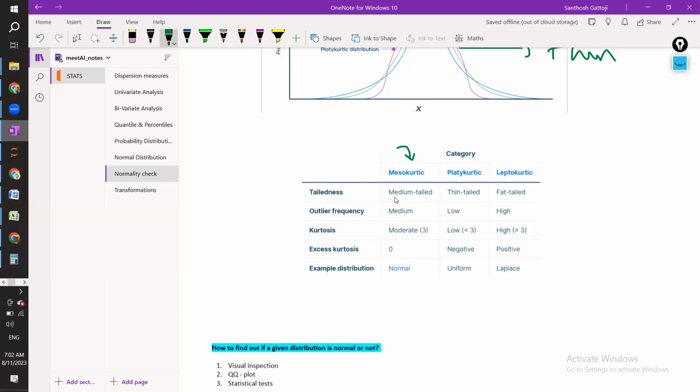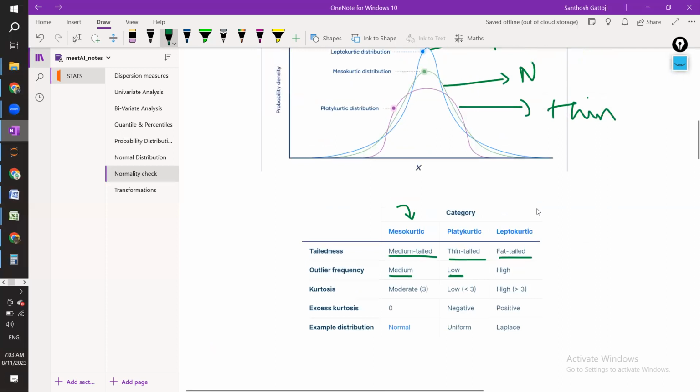Coming to tailness, medium tail will be the meso. Platy, as I said, is thin tails. Lepto, fat tails. Agree? Now, outlier frequency. Meso will have medium outlier frequency, platy low outlier frequency, and lepto will have a high chance of outlier frequency. Why? Because lepto has the maximum amount of tails, fat tails. The tail region is the reason for outliers, so with fat tails there are more chances of outliers.